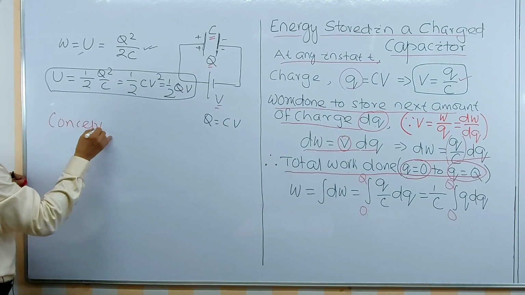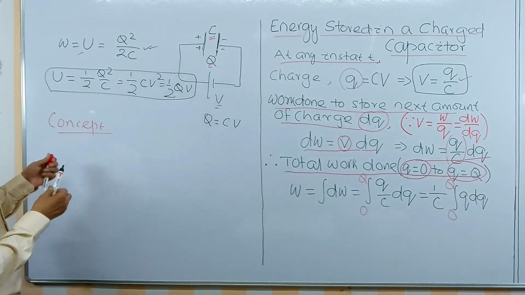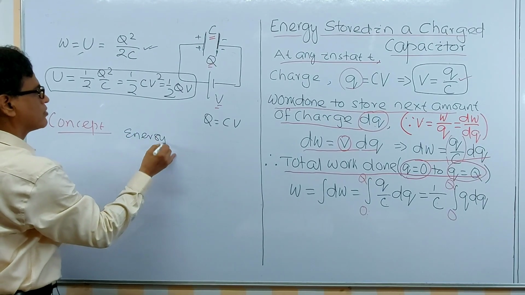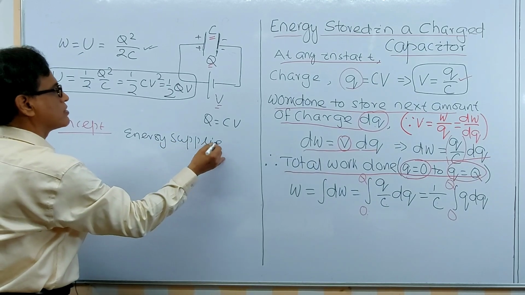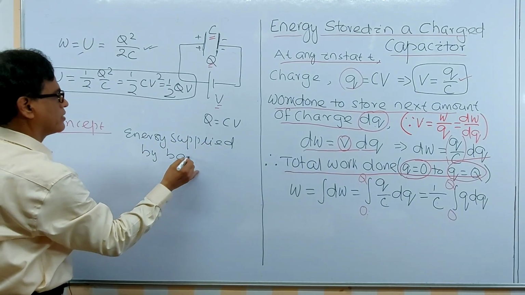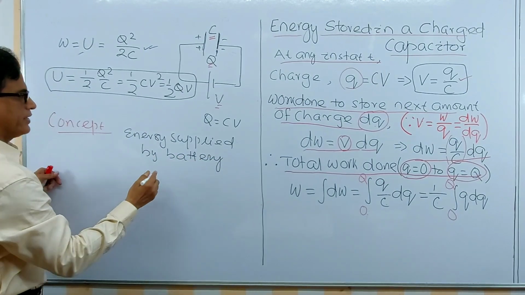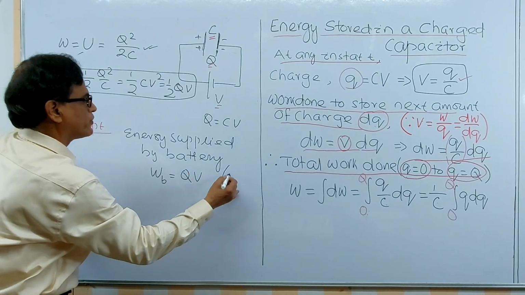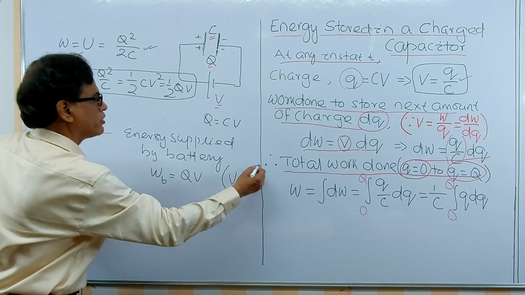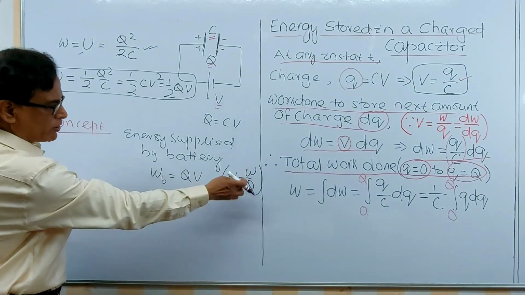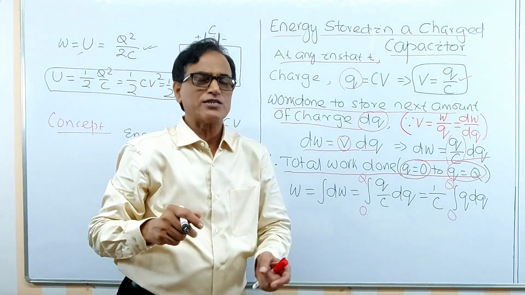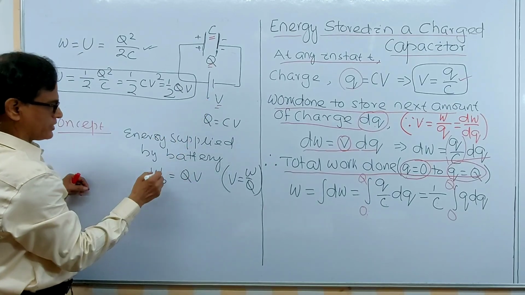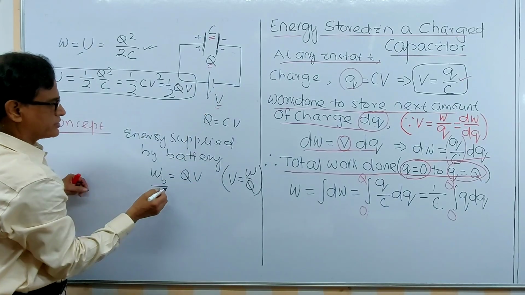See, the concept is, what is the energy supplied by the battery? Energy supplied by battery, W, I can write equal to QV, because you know the formula V equals W by Q. Potential is work to move the charge from one point to another. This is the definition of potential. So W is equal to QV, that is the energy supplied by the battery.